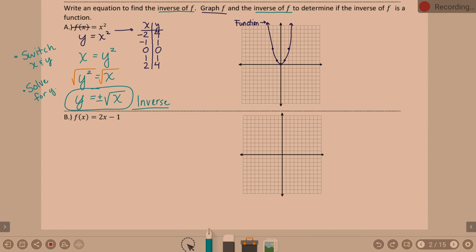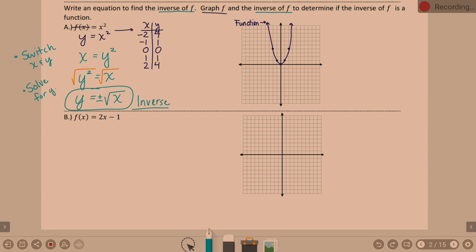So the positive square root of x is the top half of the parabola. Wait, let me rephrase that. Half a parabola, but it's a half of a sideways parabola, right? What's the negative square root of x going to be? That's going to be the lower half.